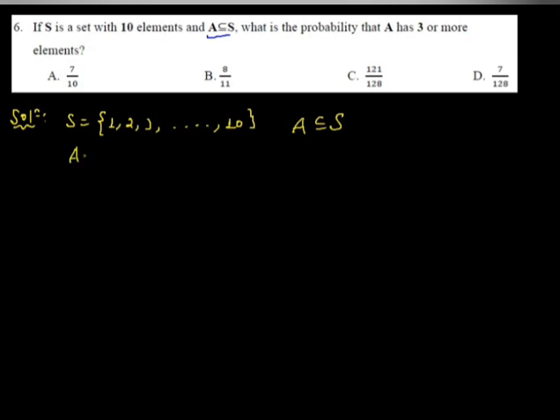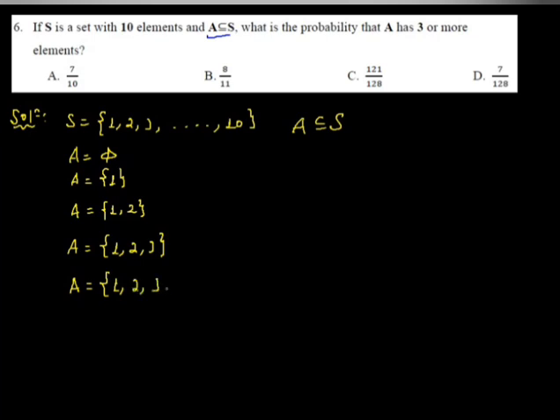A can be the empty set. A can be a set containing only 1. A can be a set containing 1 and 2, any single element. A can be a set containing 3 elements, any 3 elements from the set. It should not necessarily be 1 to 3. A can be a set containing only the number 8, so you can have these different ways to describe A.